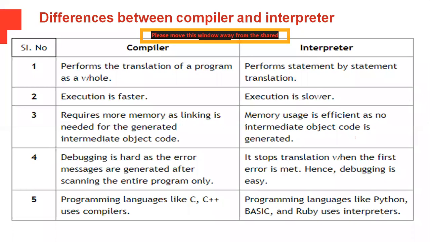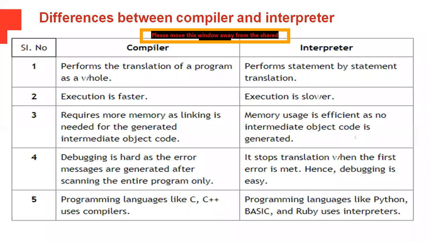Why? Because it is translating line by line, so we need some time to execute. Execution is slower when compared to compiler. Next, the third one: requires more memory. It requires more memory as linking is needed for the generated intermediate object code.